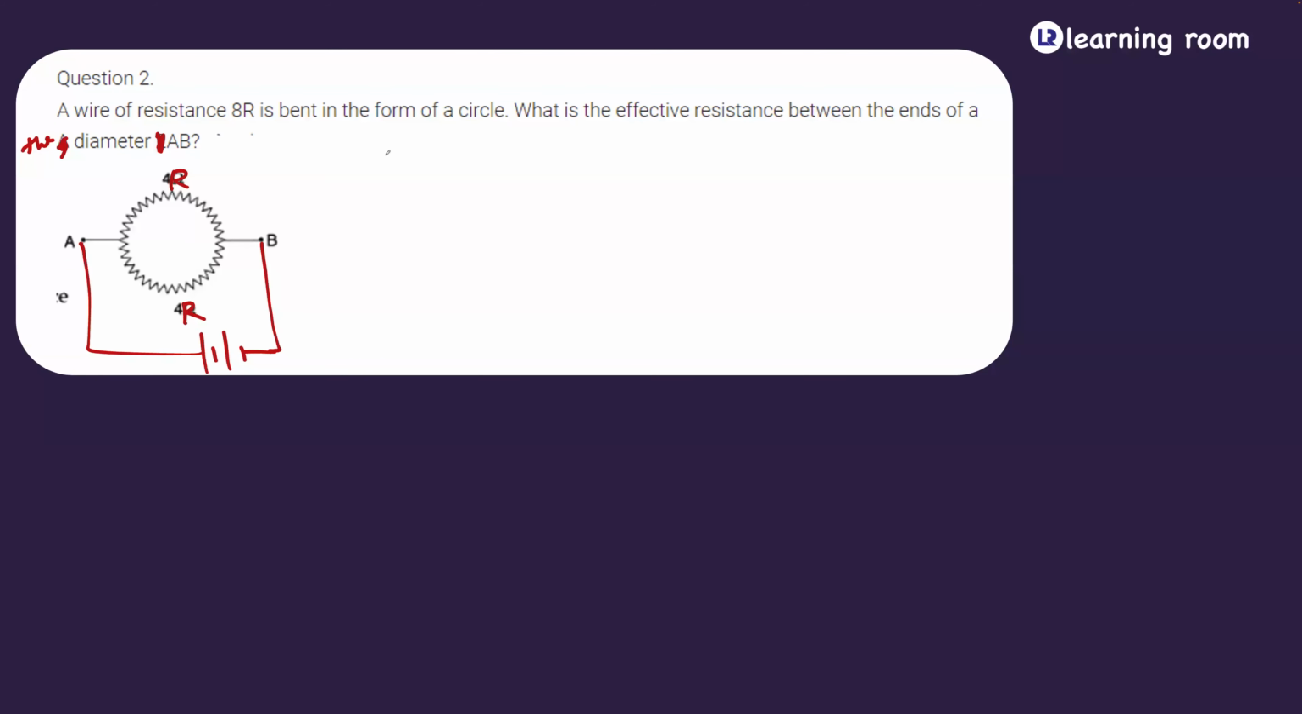Very good. So R is equal to rho L divided by A. If you look at each part, resistivity is the same because it is made of the same material. What has happened to the length? The length of each part has decreased by 8 times, so it is 1 by 8. And the area of cross section is the same. So R is directly proportional to L. So 8R by 8 will be the resistance of each part of that length. Are you able to understand this?